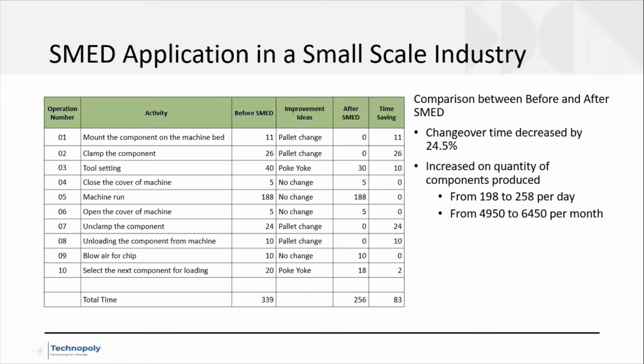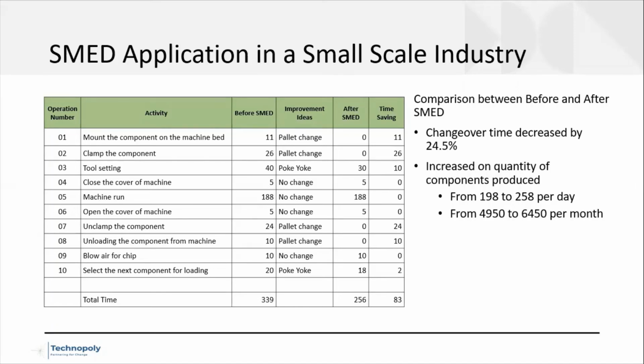This reduction led to an increased production in terms of quantity, from 198 to 258 units per day, and on a per month basis, 4,950 to 6,450 units. As shown in this example, the change in the total changeover time will reflect in other metrics of the process. In this case, it was reflected in the production quantity per day and per month.